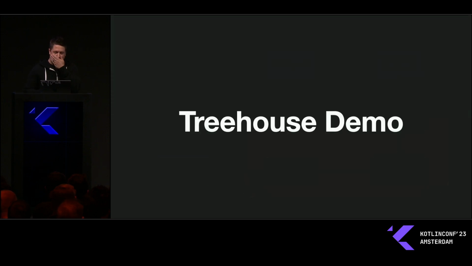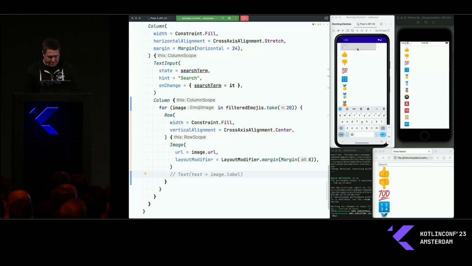All right, let's see what a Treehouse demo looks like. This is a little bit of a different app. This is called Emoji Search. This is the second sample in the Redwood repo. We're running Android, iOS, and web, all running the same version. It's just a simple input field where we're filtering a list of all of the emojis that are available on GitHub.